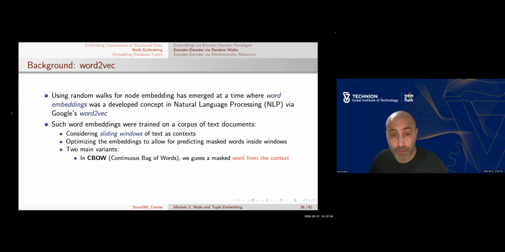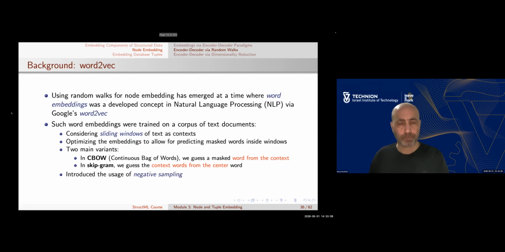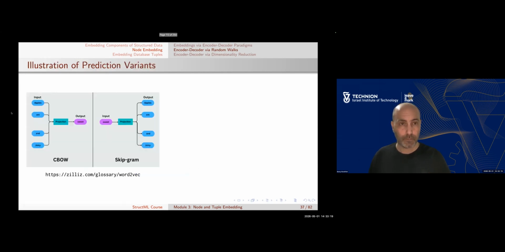In CBOW, the continuous bag of words, you guess a word from the context, and the complement approach is skipgram, where you guess the context words from a word, from the center of the context. Okay? And in that work, they also introduced the idea of negative sampling that we've seen in the previous part.